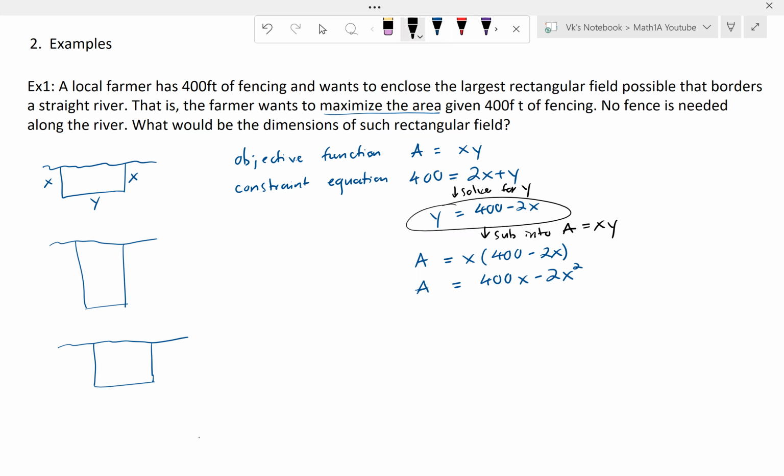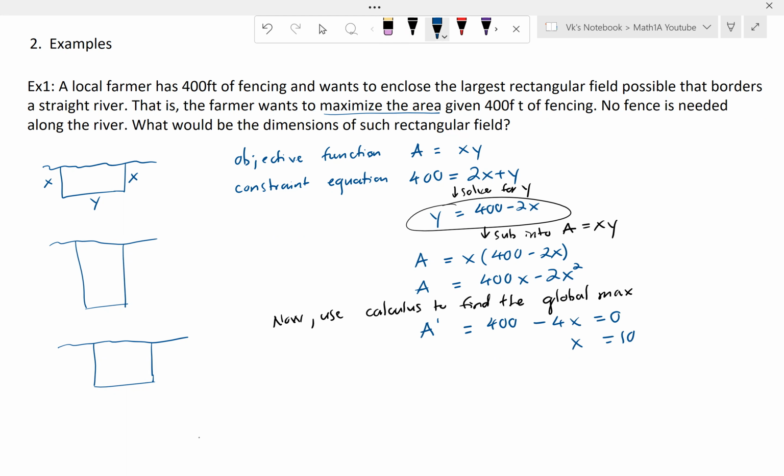So let's do it. Now, use calculus to find the global maximum. A prime is 400 minus 4x, and set equal to 0. So x equals 100. And that is it, only one critical number. So it has to be the absolute maximum because it is an upside down parabola. If it is not an upside down parabola, we have to do the second derivative test.